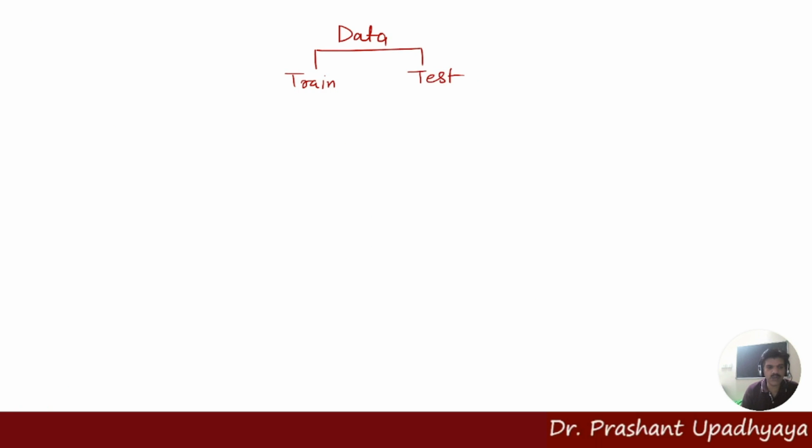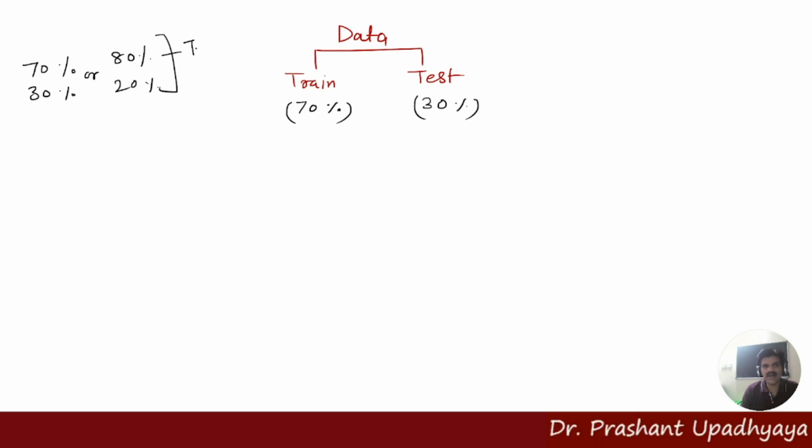When we are talking about training, the thumb rule says that we divide the data with 70% as training data and 30% as test data. Or sometimes it says that we divide 80% as training data and 20% as test data. So these are the training and testing conditions which we have to follow.